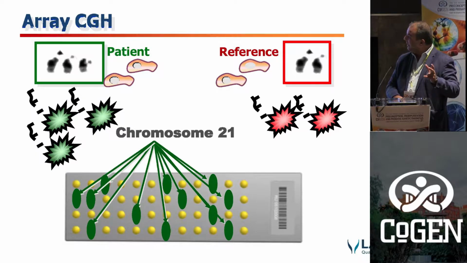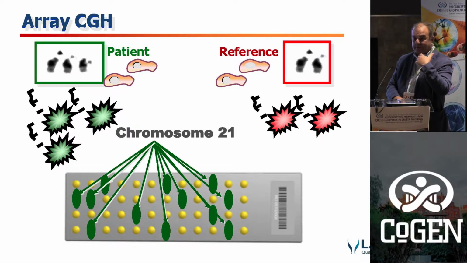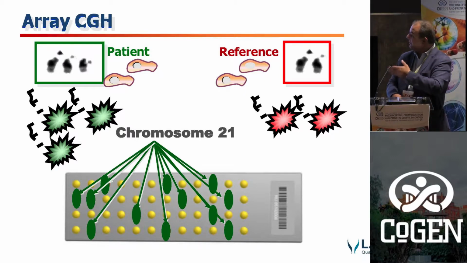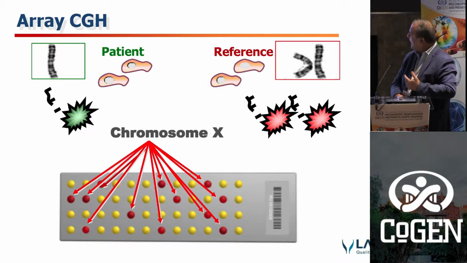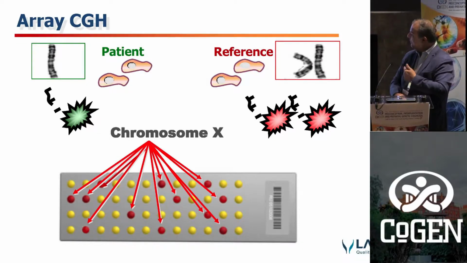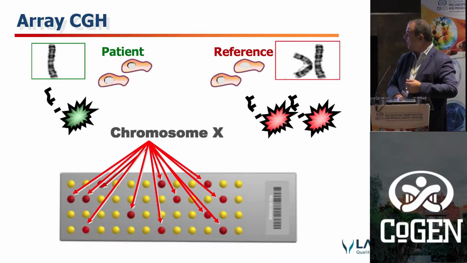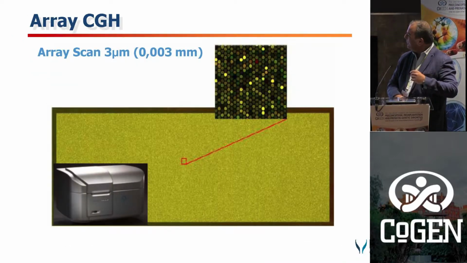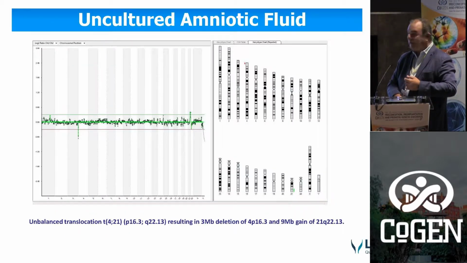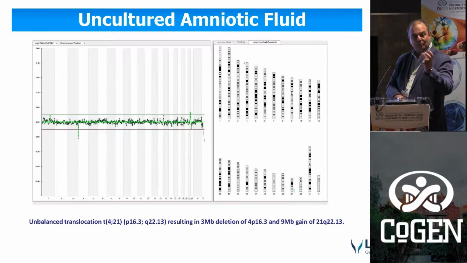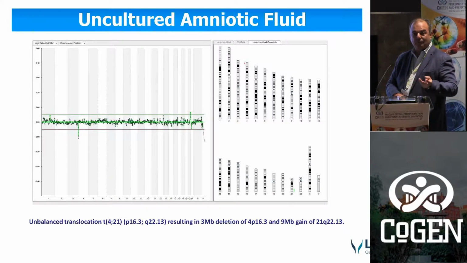They compete with each other in a way that if you have an excess of sequence from your patient, you will have an excess of, let's say, green, as in this case. It could be one more chromosome 21. If you have loss from your patient, you will have an excess of color from your reference sample. So red, as in this case, could be chromosome X monosomy, for instance. So these spots are scanned and pictured by a scanner at very high resolution, and then the ratio between the colors is measured by dedicated software.